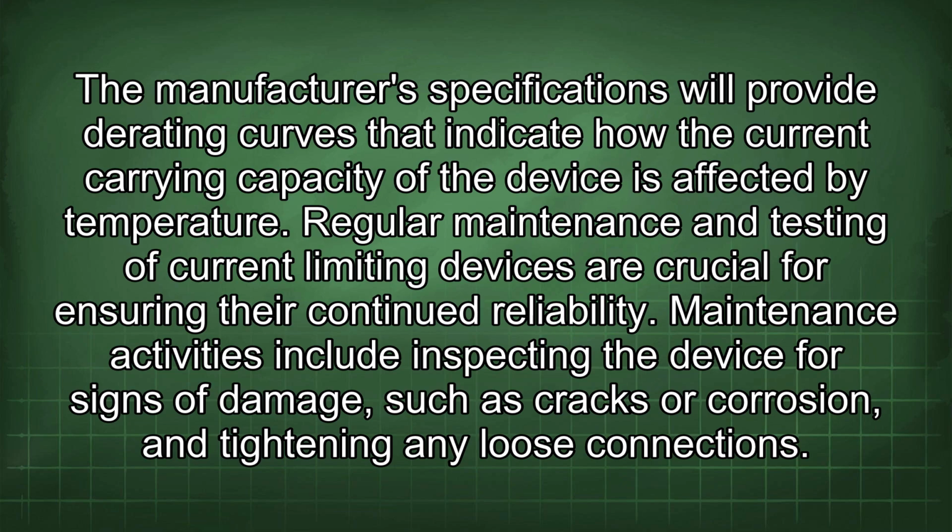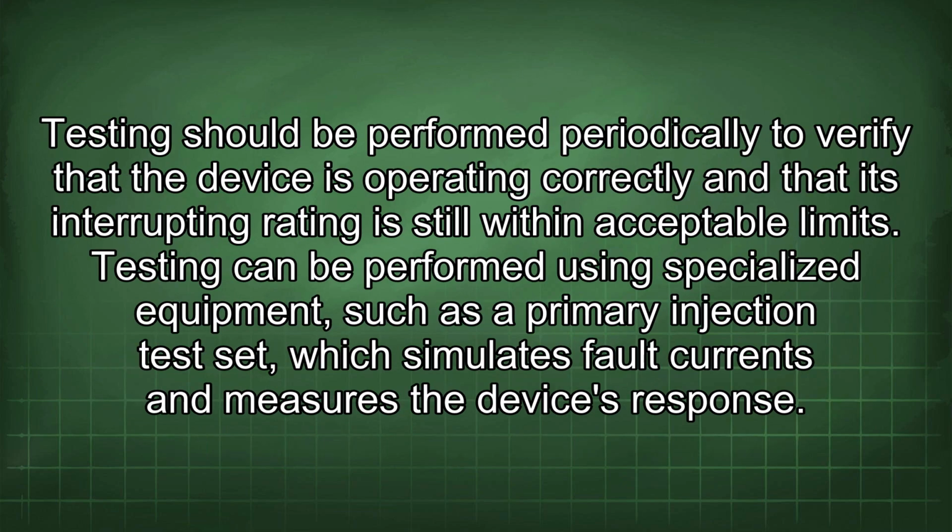Regular maintenance and testing of current limiting devices are crucial for ensuring their continued reliability. Maintenance activities include inspecting the device for signs of damage, such as cracks or corrosion, and tightening any loose connections. Testing should be performed periodically to verify that the device is operating correctly and that its interrupting rating is still within acceptable limits. Testing can be performed using specialized equipment, such as a primary injection test set, which simulates fault currents and measures the device's response.